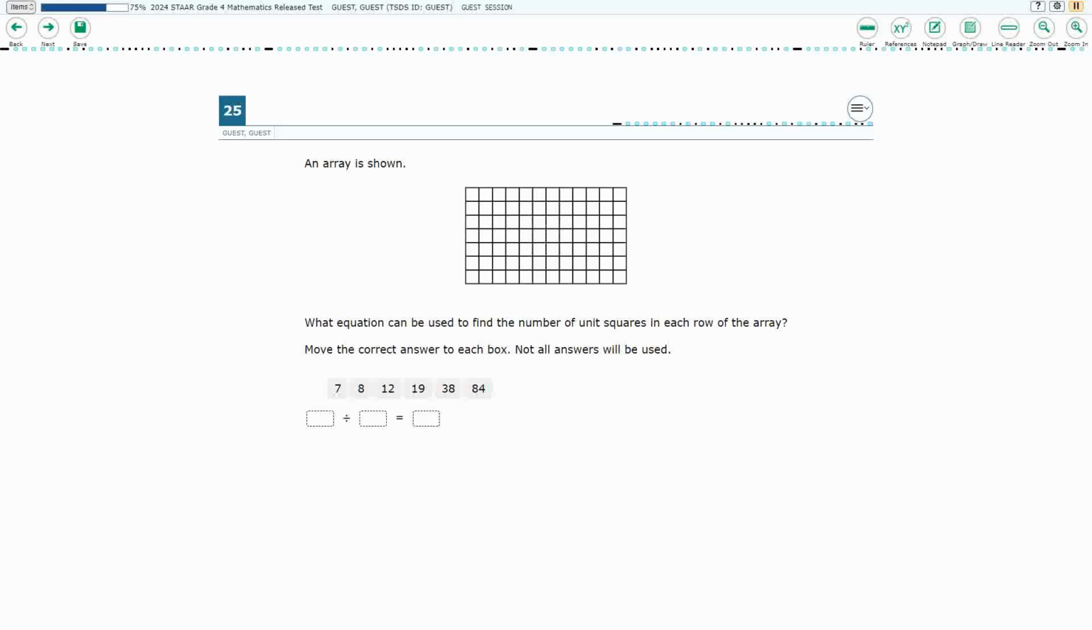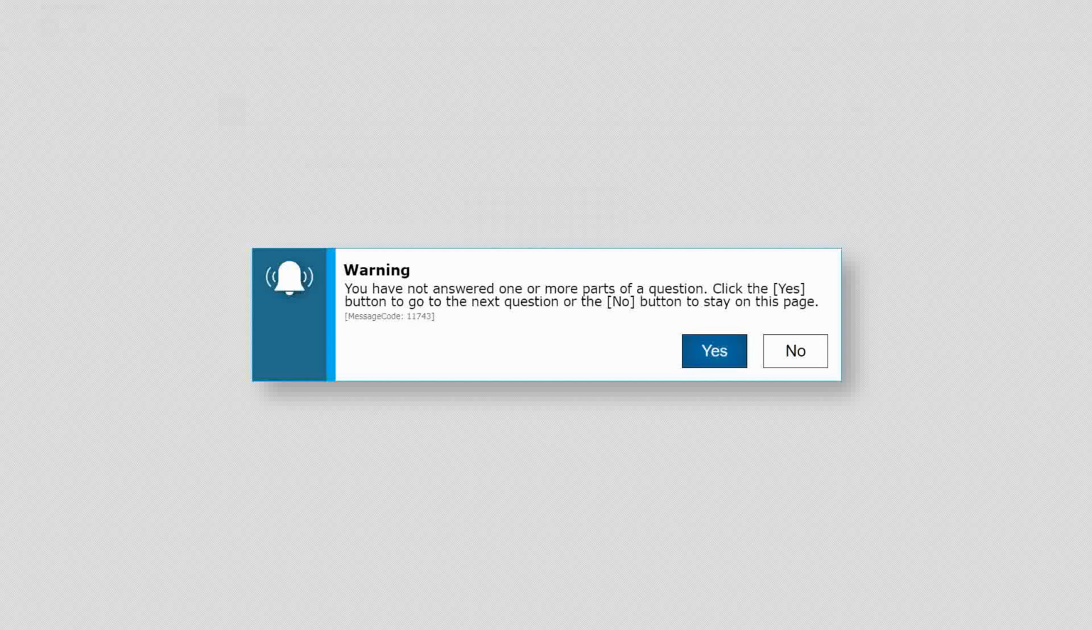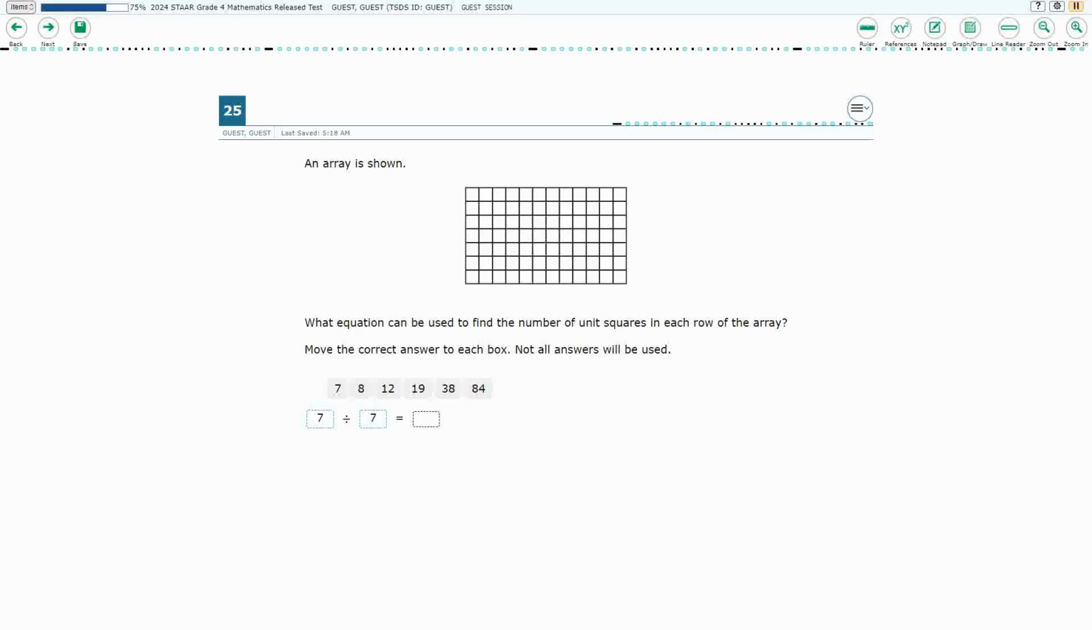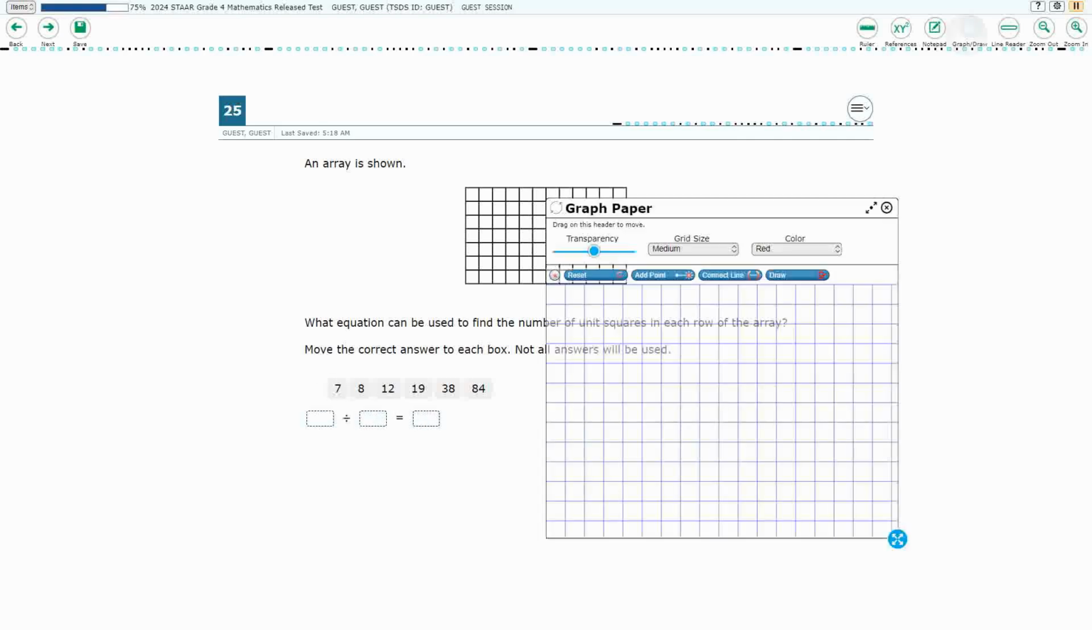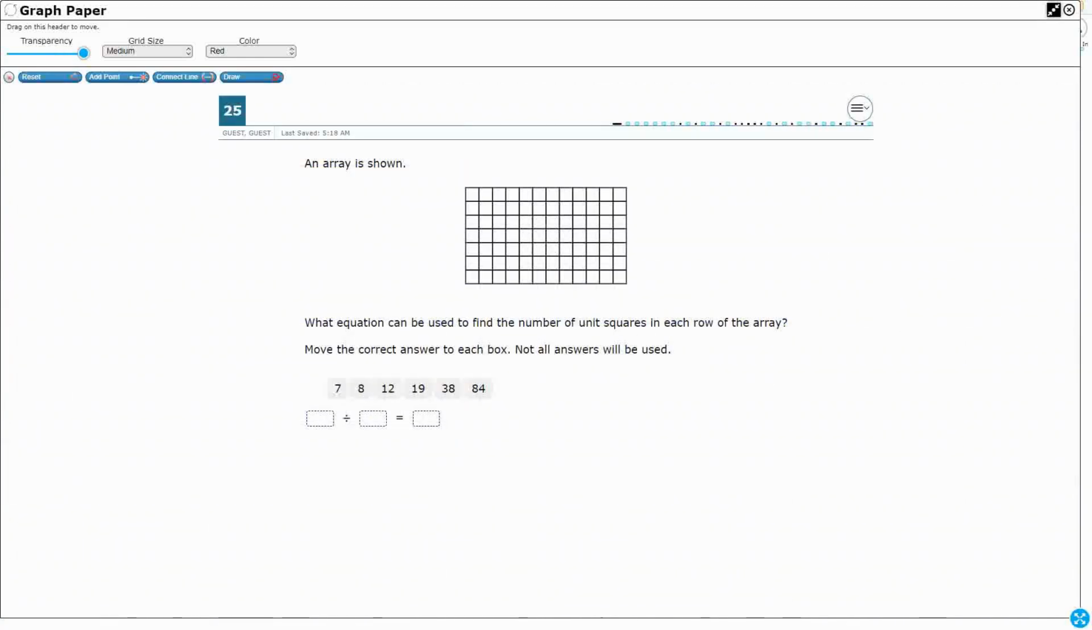So drag and drop means this is a 2-point question, right? And we need to answer these. Notice I could use each answer more than once if I wanted to. So we need to answer all three. If we put something in all three, it's going to gray out, meaning we've successfully submitted an answer. But if we only select two, it's not going to go gray, and we're going to get a warning sign that says, you have not answered everything. So we want to answer all three.